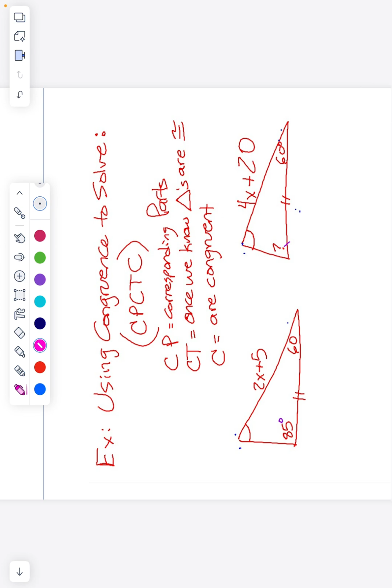All right, CP stands for corresponding parts. We talked about that yesterday. CT stands for congruent triangles, and that means once we know the triangles are the same exact triangle. And then the last C stands for the fact that they are congruent. So corresponding parts in congruent triangles are congruent. And that makes sense if you pause and read between all the wording of the theorem.